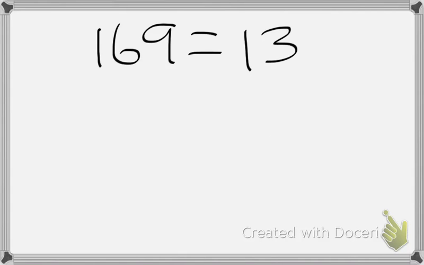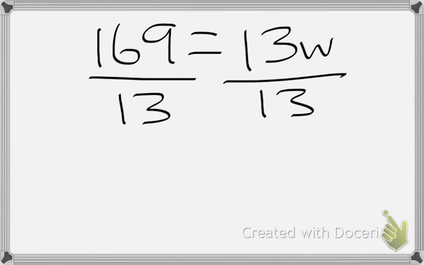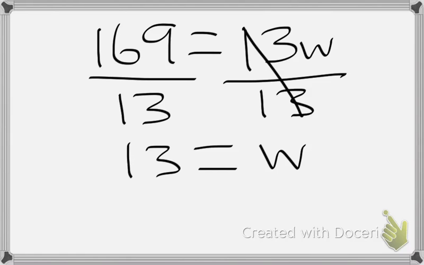And finally, 169 is equal to 13 times w. The inverse operation of multiplication is division. So if I divide both sides by 13, w is going to be equal to 13. This would be an example of the division property of equality, because I am using division in order to balance out the equation. And that is just a quick little mini lesson on the properties of equality.